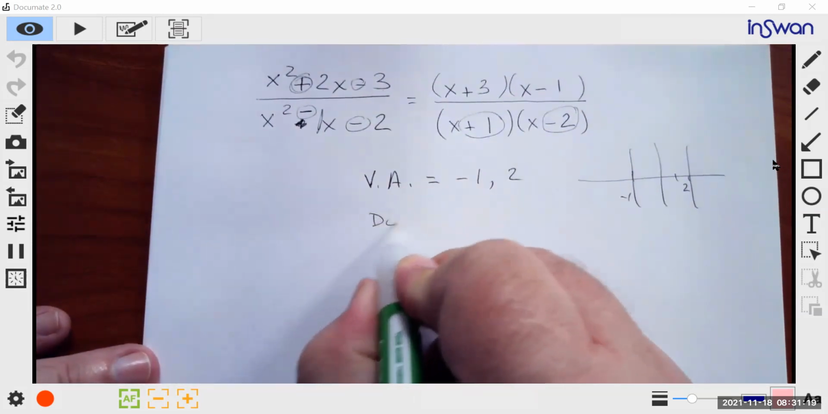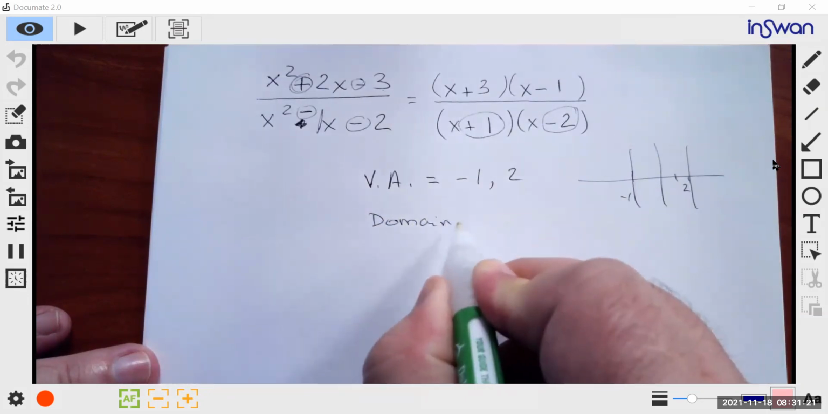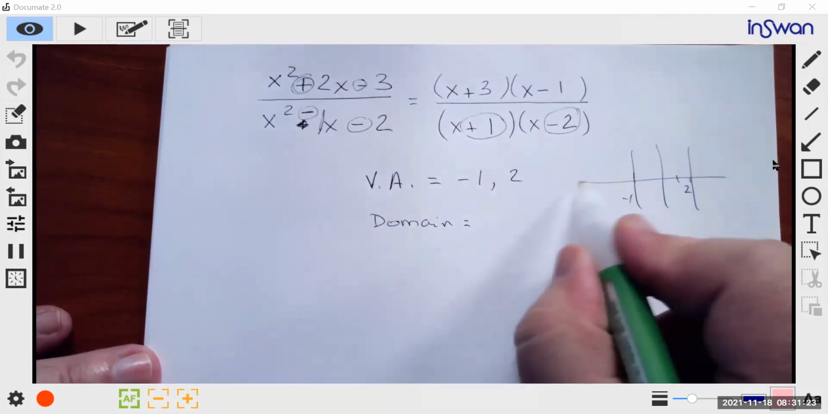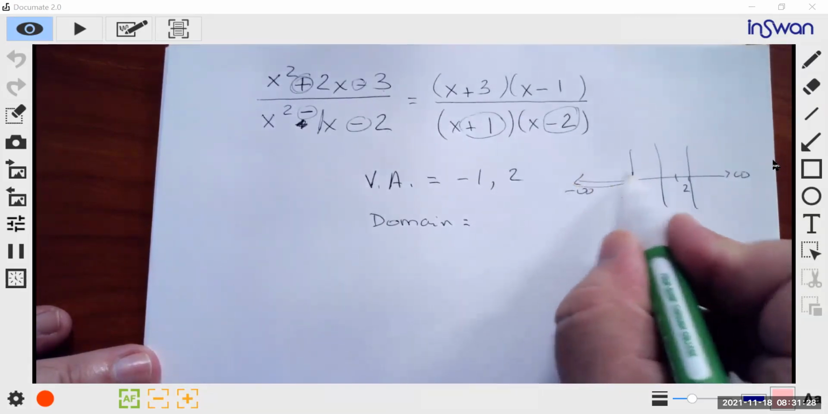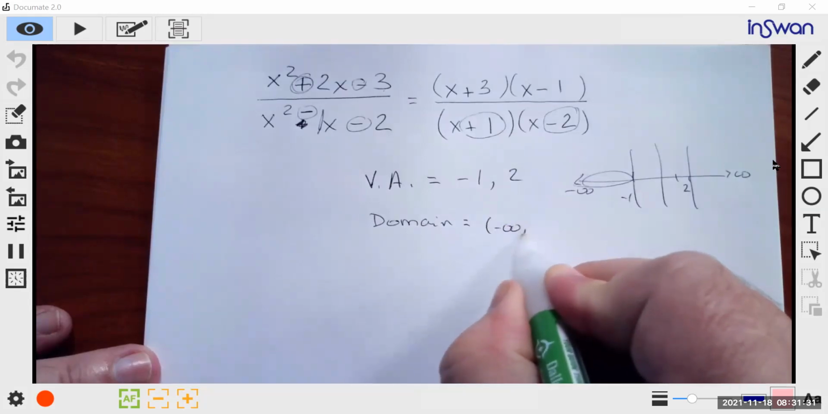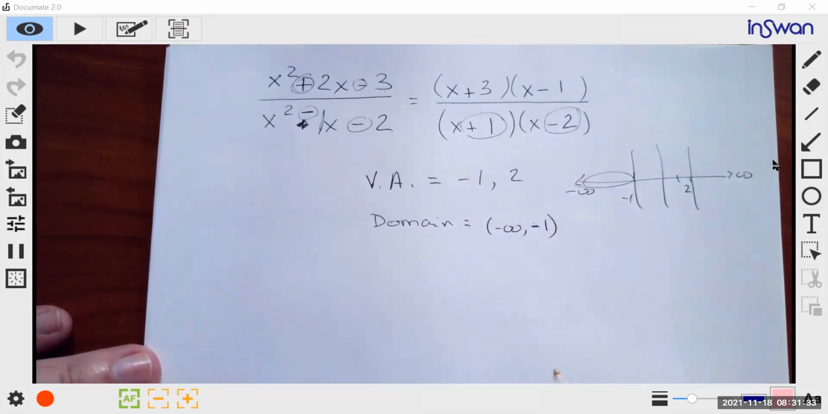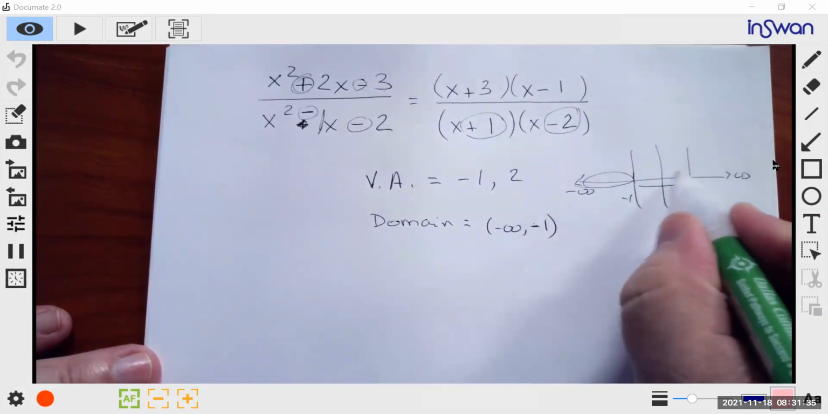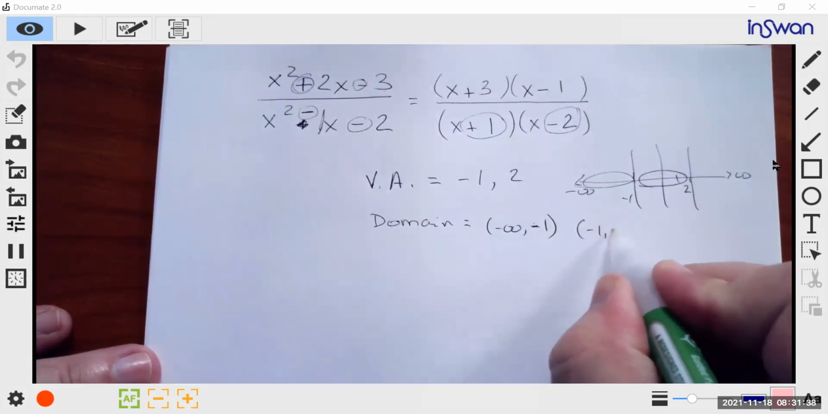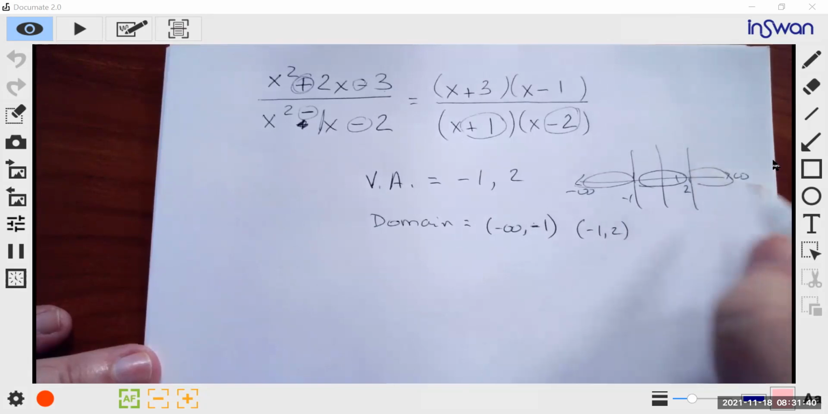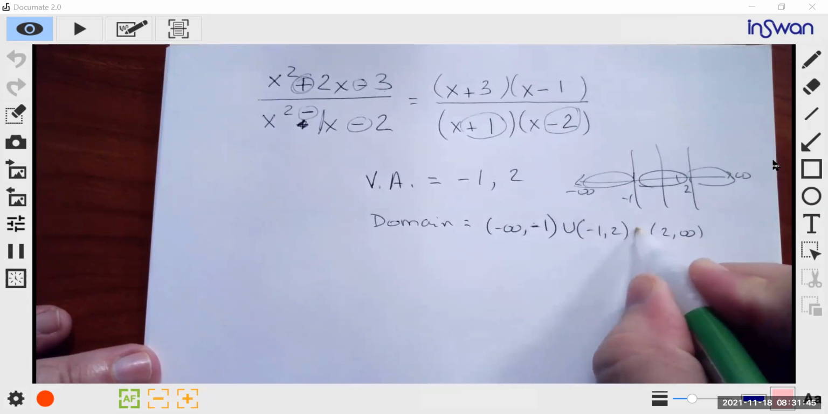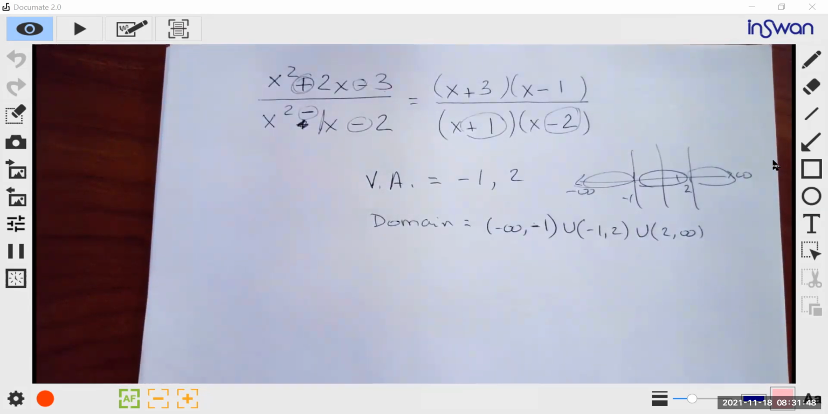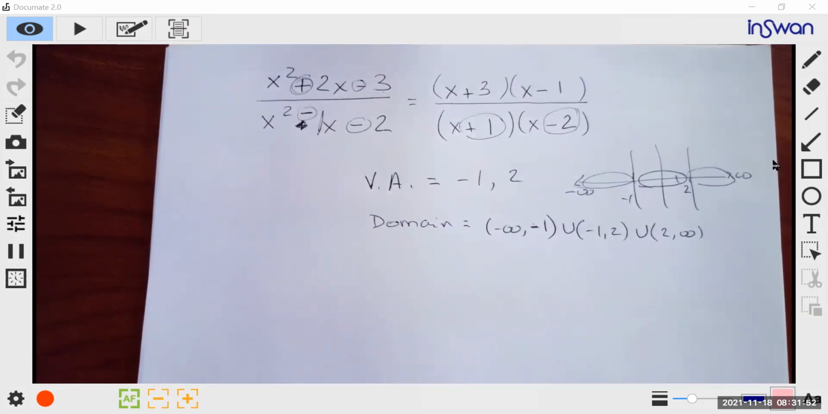So the domain is from -infinity to -1, from -1 to 2, and then from 2 to positive infinity. And we have the union between them. So that's the vertical asymptote. Set the bottom equals 0 and factor it out and solve it.